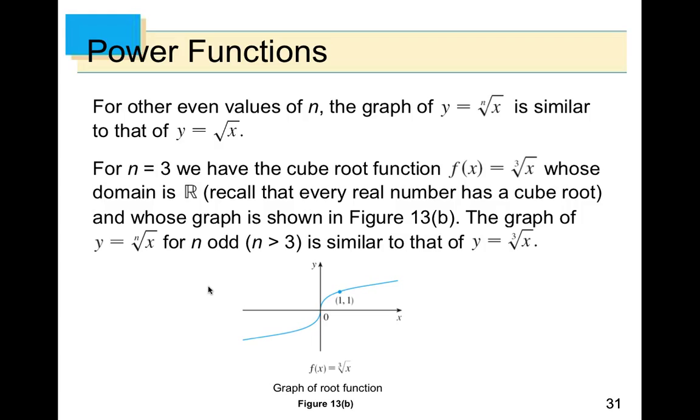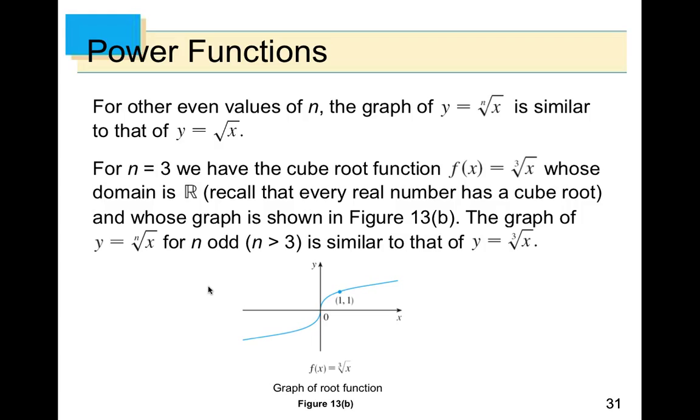For n equals 3, we have a cube root function, which is going to look a little bit different. If you recall, the domain is that every real number has a cube root, and its graph is shown in figure 13b. The graph of y equals the nth root of x for odd n is very similar to that of y equals the cube root.